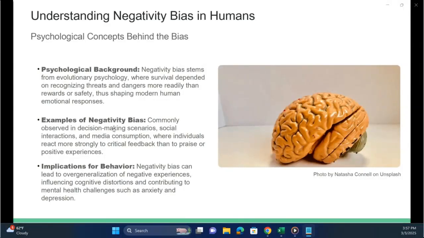Also, there are many examples of negativity bias that can be seen just with the naked eye, and that can be observed in decision-making scenarios, social interactions, and even media consumption. How this shows itself is that individuals react more strongly to critical feedback rather than to praise or positive experiences. Now, negativity bias can lead to overgeneralization of negative experiences, and this influences cognitive distortions and contributes to mental health challenges such as neurotic disorders.